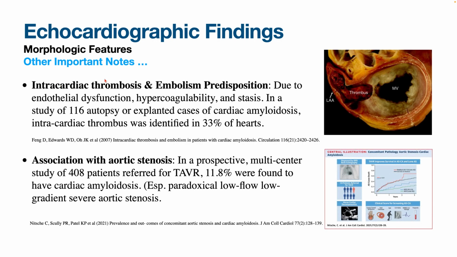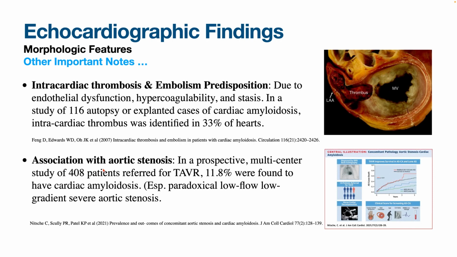The other thing that is important is the presence of intracardiac thrombosis and embolism predisposition among patients with cardiac amyloid. Because of endothelial dysfunction, hypercoagulability, and stasis, in a study of 116 autopsy or explanted cases of cardiac amyloid, they often find intracardiac thrombosis in up to about 1/3 of the hearts.